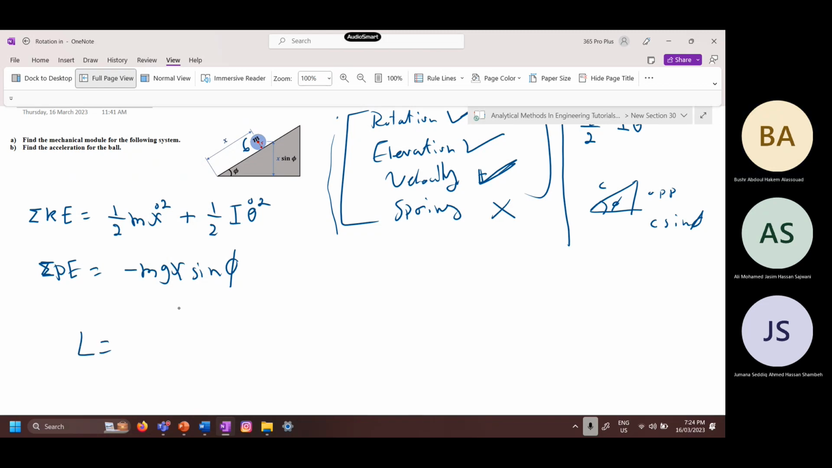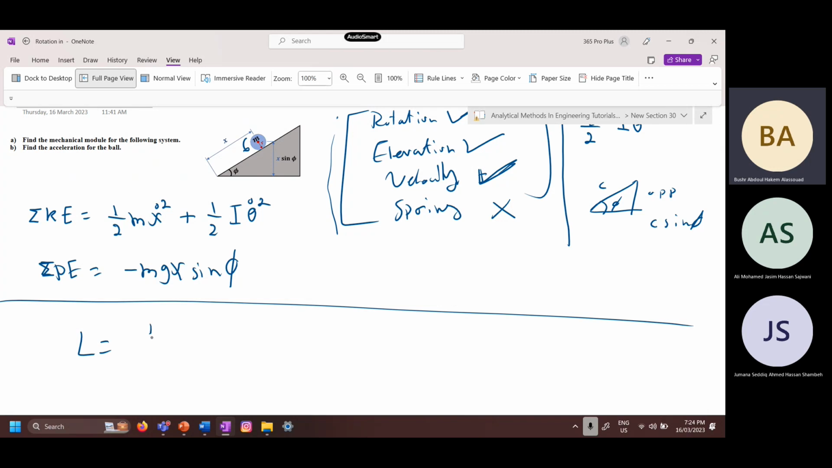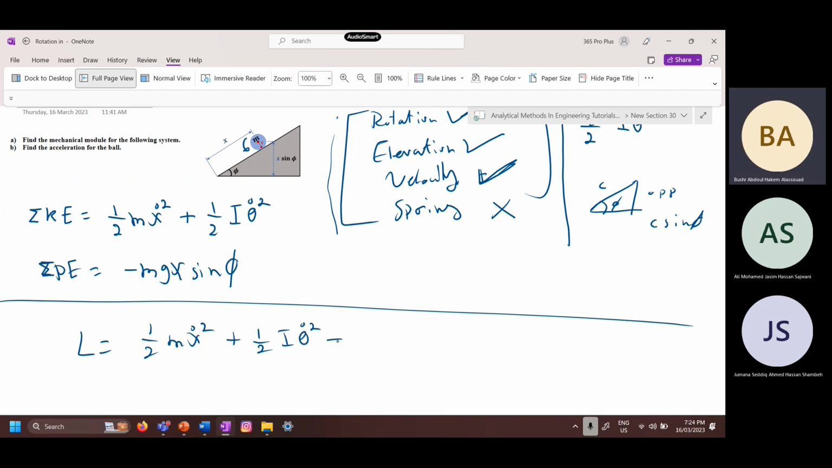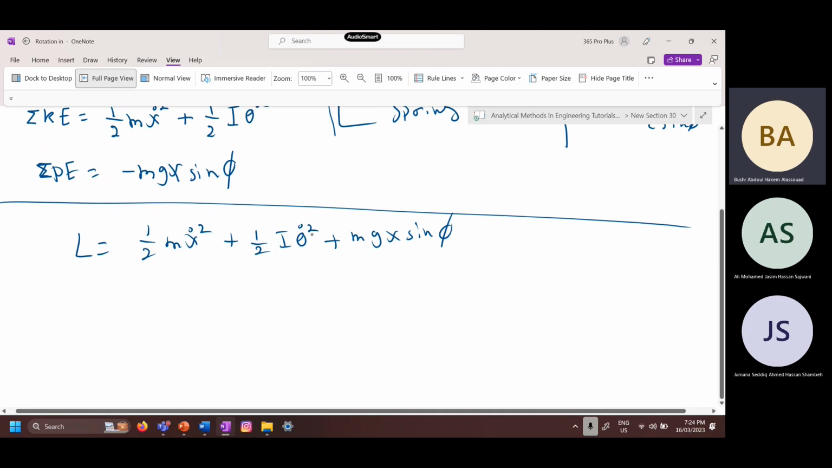So let's say we need to find the Lagrangian now. The Lagrangian is the kinetic energy minus the potential energy again. Half mx dot square plus half I theta dot square minus mgx sine phi. Okay, you see here that sine phi is just a constant. Phi is just a constant. It might be given, it might not be given, depending on the question.